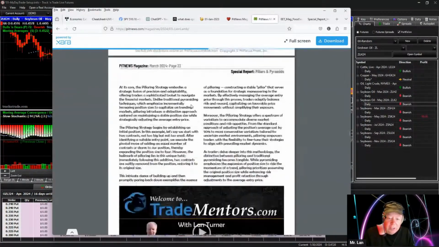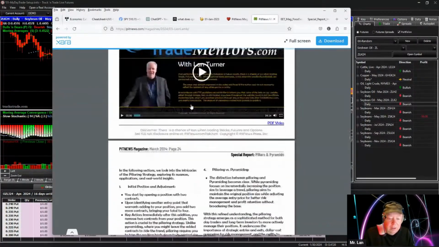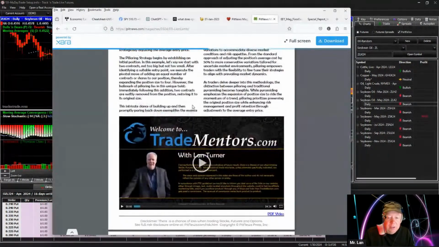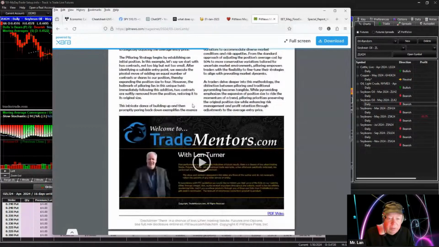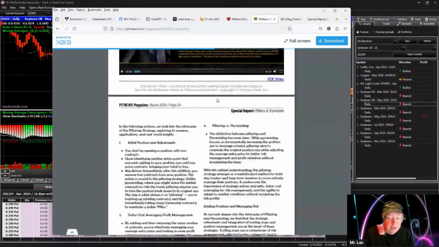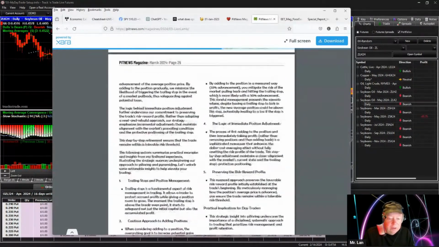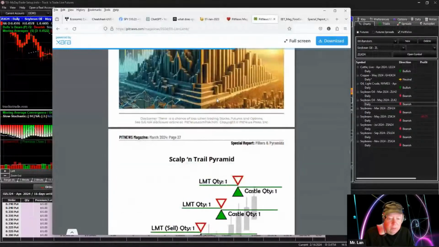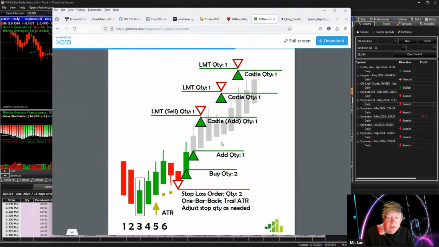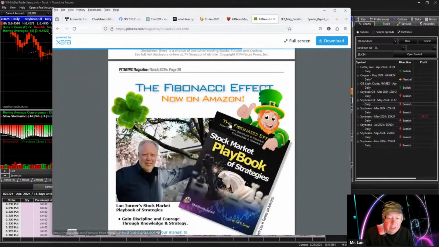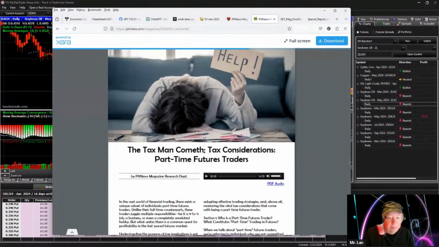And then, of course, we go into detail on the pillars, because the pillars are actually the way I like to trade the best. So went deep into pillars and how pillars are done. We've even got a video with that one. And then more pillar stuff. And then, of course, this is all about the scalp and trail strategy with the pillars, how to castle, all that stuff. There's my book, Help the Taxman Come with the Tax Considerations.